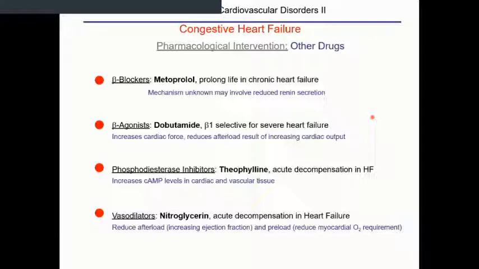You can also use phosphodiesterase inhibitors such as theophylline in acute decompensation in heart failure, because they increase cyclic AMP levels in cardiac and vascular tissue. Finally, you have your vasodilators, nitroglycerin, which can be used in acute decompensated heart failure, because they reduce afterload by increasing ejection fraction and preload by reducing myocardial oxygen requirement.